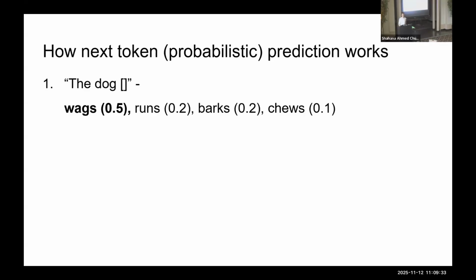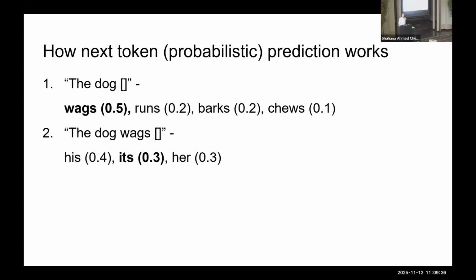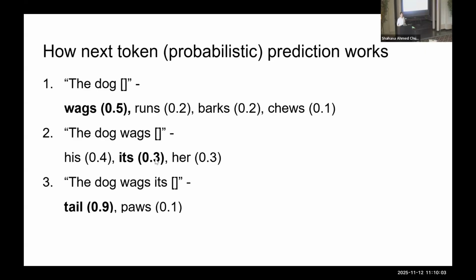In this sense, I sampled and I got wags. So next I'm going to try and get the next word. So I've got "the dog wags," and I've got his, its, and her. And it's important to note that his was actually the most probable word, but it's not just taking the most probable next word. It's not a deterministic algorithm. So I did sample it, and in this case, I got its. And then at the final point, I got "the dog wags its," and I have these words, tail and paws. And in this case, it seems very certain that this will probably be tail instead of paws.